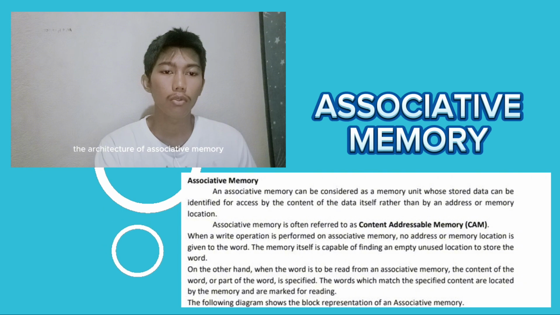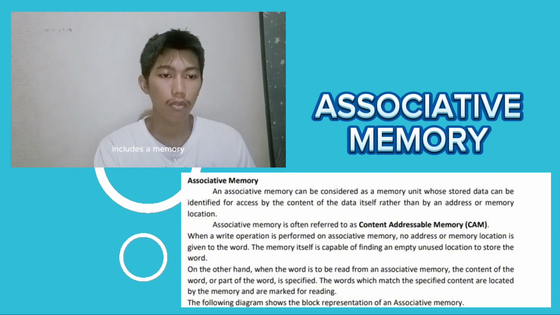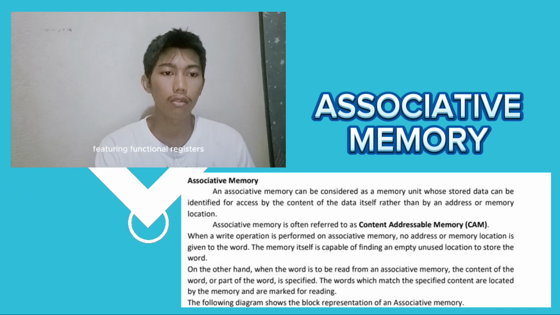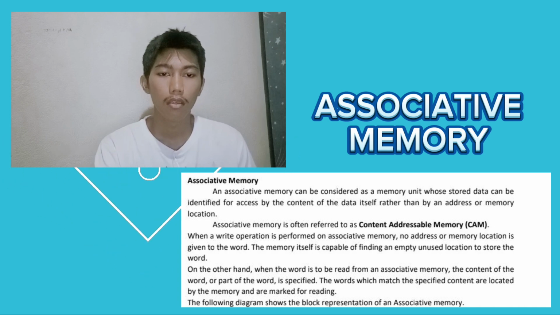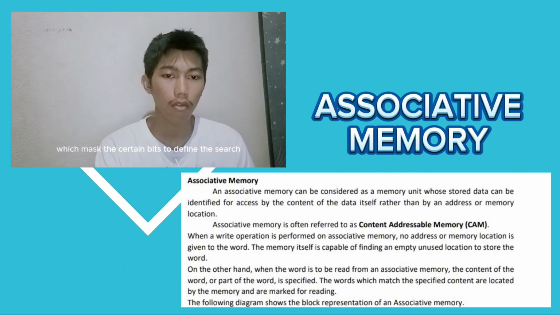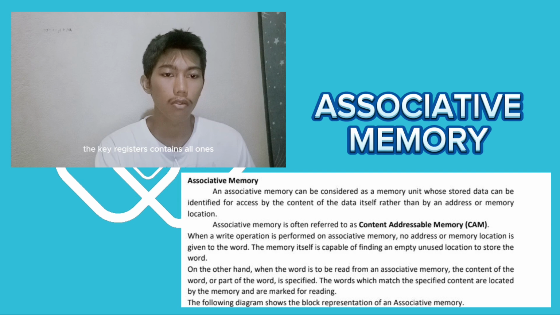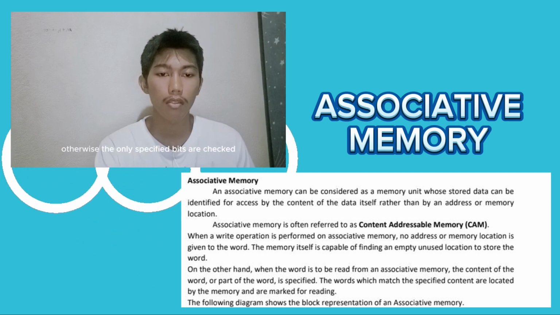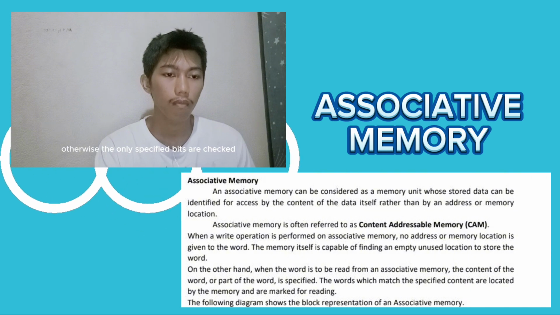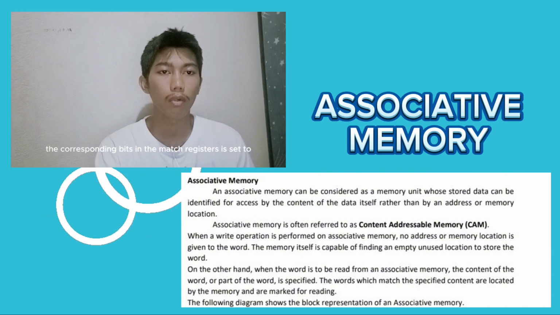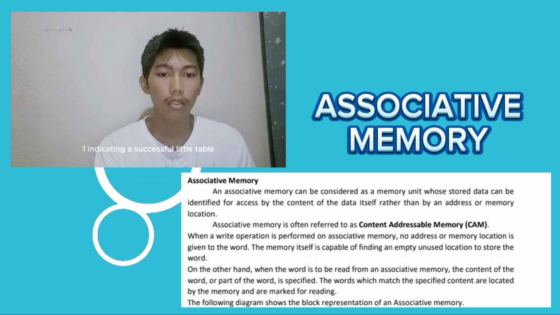The architecture of associative memory includes a memory array and logic for m words, with n bits per word, featuring functional registers such as an argument register, which holds the input data, and the key register, which masks certain bits to refine the search. If the key register contains all ones, the entire argument is compared. Otherwise, only the specified bits are checked. When a match occurs, the corresponding bit in the match register is set to 1, indicating a successful retrieval.